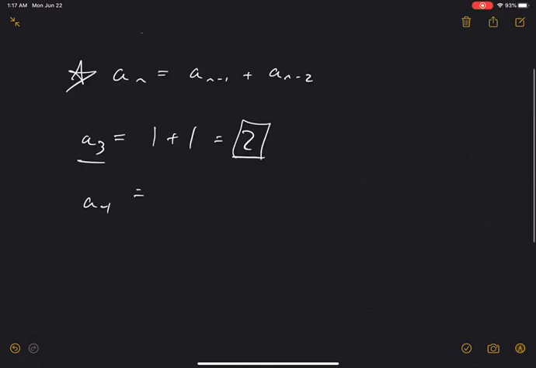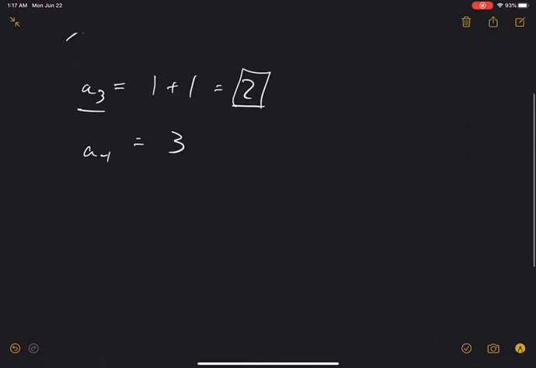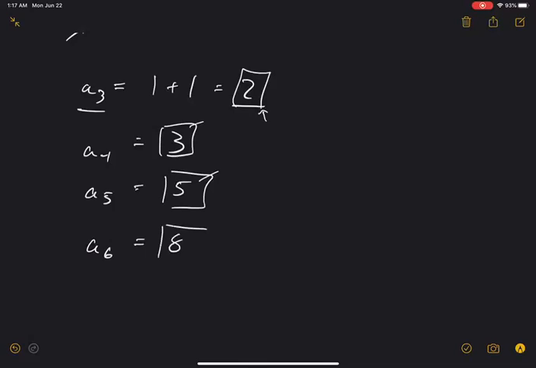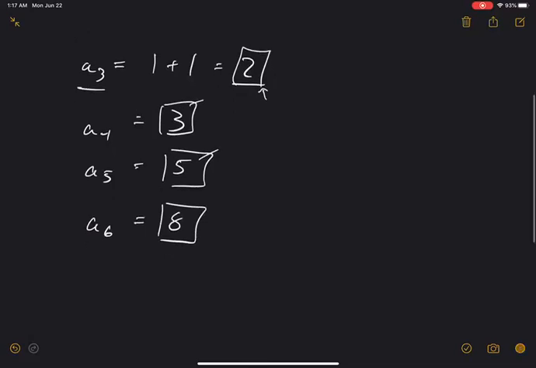Okay. So A4 is going to be 3. What would A5 be? Well, that's going to be 3 plus 2, which is 5. Let's do one more, A6. Well, that's going to be 5 plus 3, which is 8. Okay. So far it seems like I'm figuring out these terms very easily.